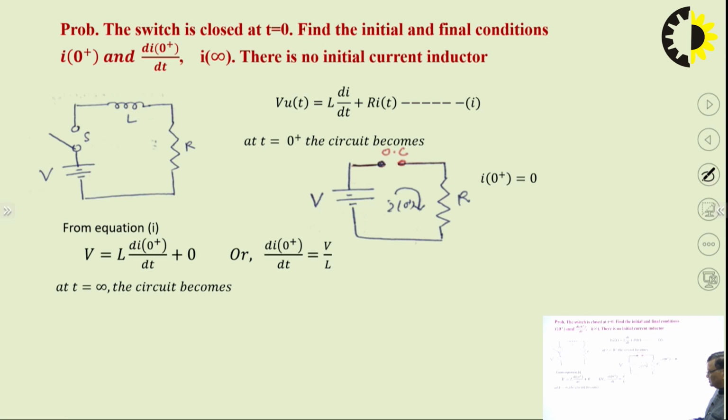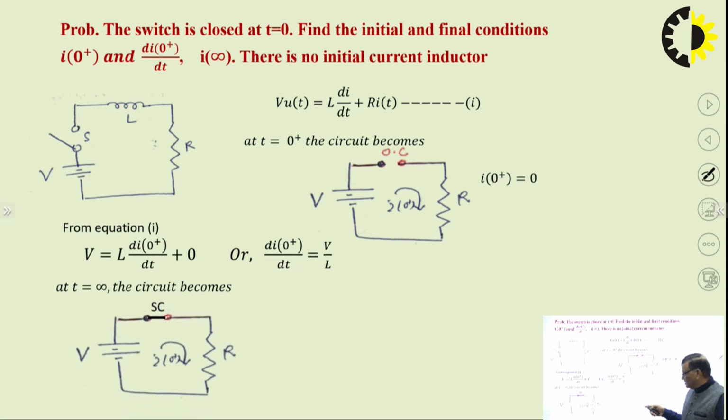At t is equal to infinity, the inductor behaves as a short circuit. So this is the equivalent circuit at t is equal to infinity. This inductor behaves as a short circuit, so I infinity will be V upon R.